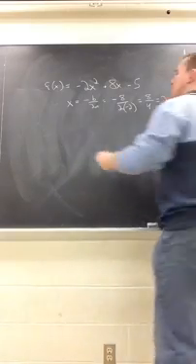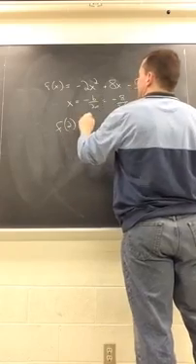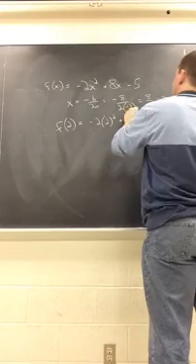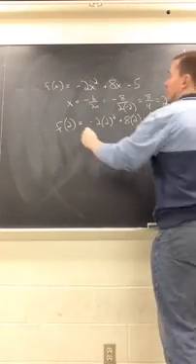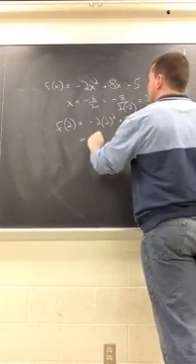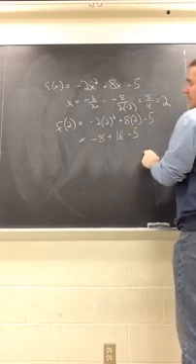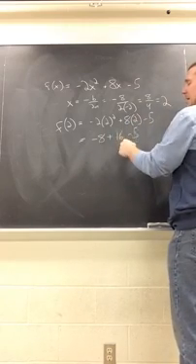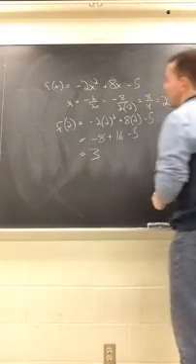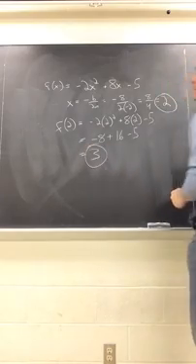That's the x value. To find the y value, just plug 2 in. So we get f of 2, which is negative 2 times 2 squared, plus 8 times 2 minus 5. Let's see, 2 squared is 4. 4 times negative 2 is negative 8. 8 times 2 is 16. And we get negative 8 plus 16, which is 8. 8 minus 5 is 3. And there's my vertex, 2, 3.